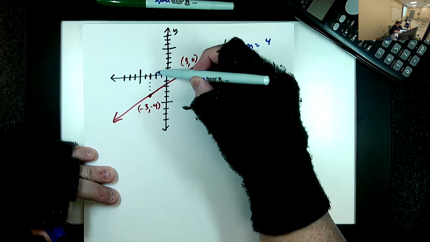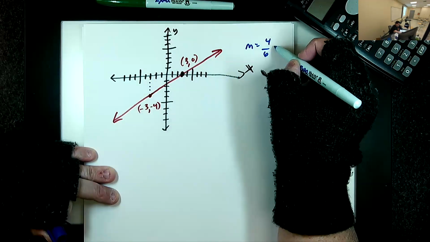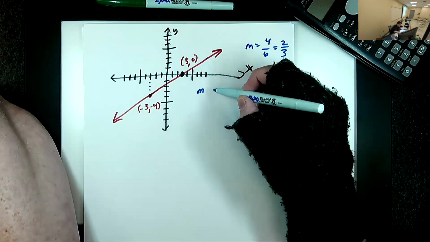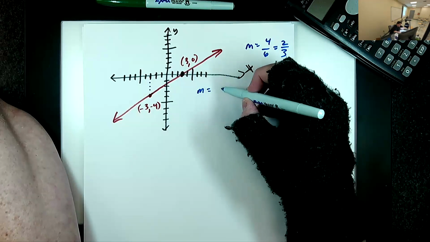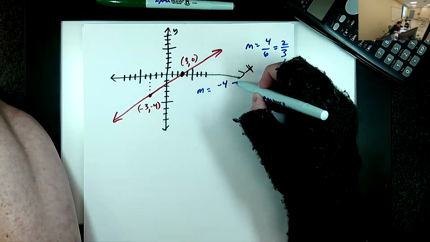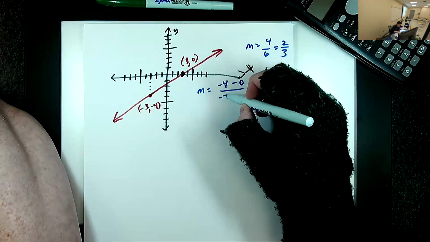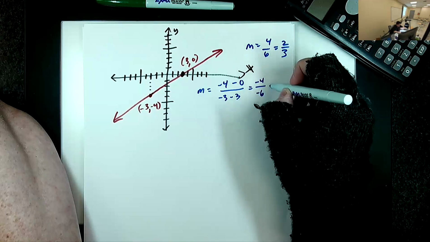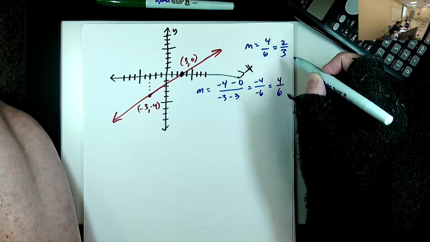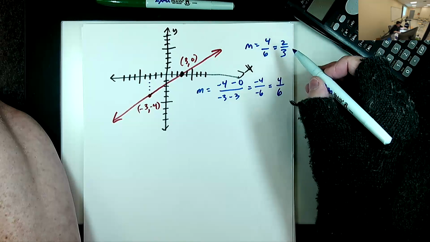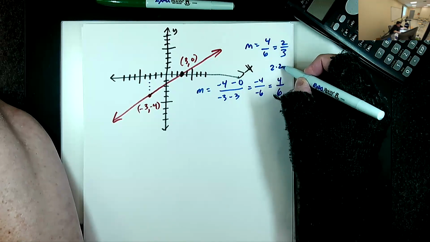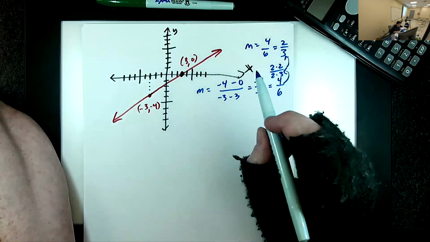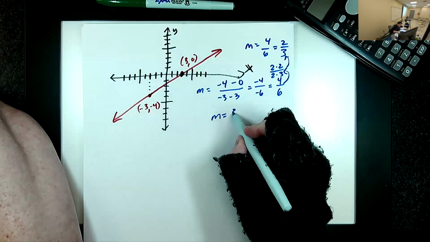And I gotta go over 6, which would be 2/3. I'm gonna confirm that by doing y2 minus y1. We'll have -4 minus 0 over -3 minus 3. It is 4/6. And that is 2 times 2 over 2 times 3. And that's how I'm simplifying to the 2/3. So I've got m is 2/3.